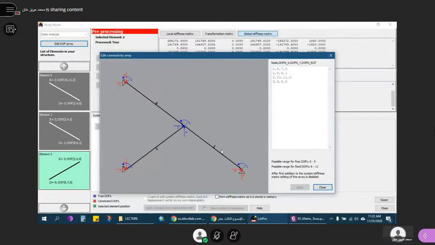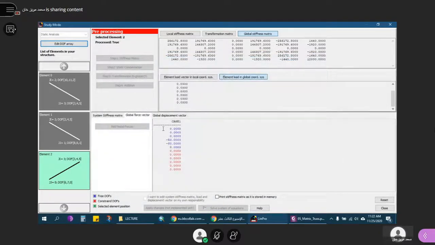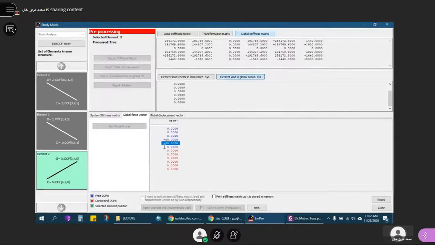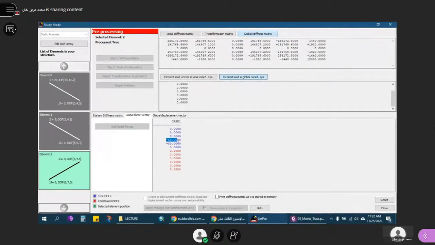That's why it starts from degree of freedom 0, degree of freedom 1, degree of freedom 2, degree of freedom 3, and 4. So 5, 6, 7. You have to see that the loads have been assigned automatically to the respective degrees of freedom. So now the global stiffness matrix is ready, the global force vector is ready, and the global displacement vector is the result.